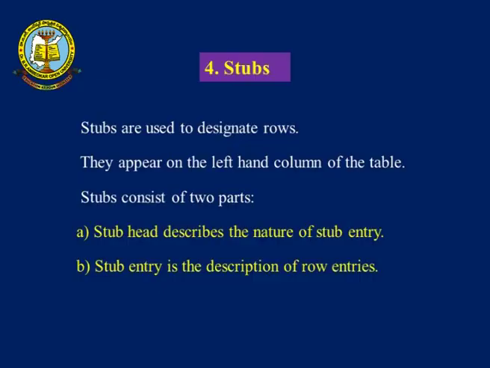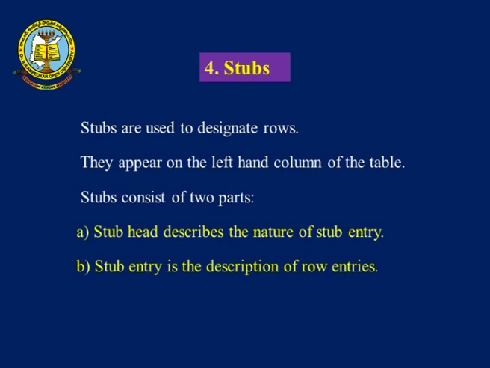Now, coming to the fourth one. The fourth feature of a good table is stubs. Sometimes a single table representation does not fit the information. For example, in a class the number of students is again classified into number of boys and number of girls. Then we require stubs. Stubs designate rows. They appear in the left-hand column of the table. Stubs consist of two parts.